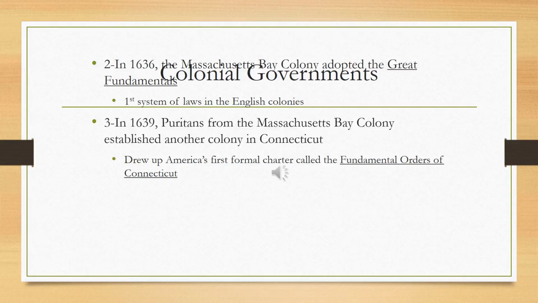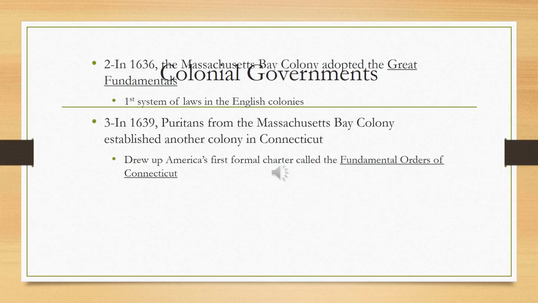Again, the Mayflower Compact, they just came up with certain bylaws or agreements, but really didn't set forth how to punish those who did not follow the laws. So that comes about with the Great Fundamentals. Here's your laws you have to follow, and here's what happens if you do not.